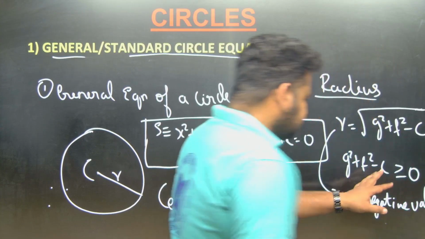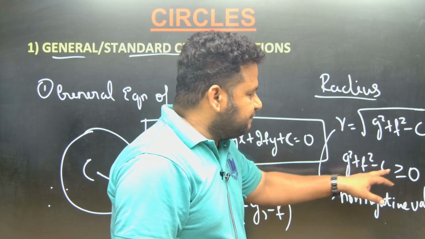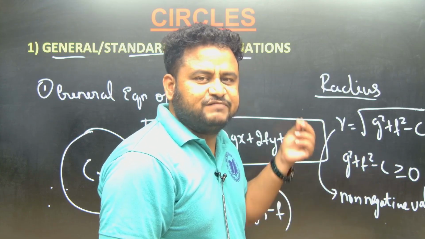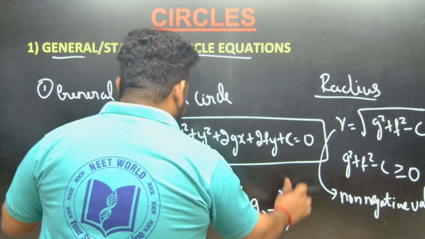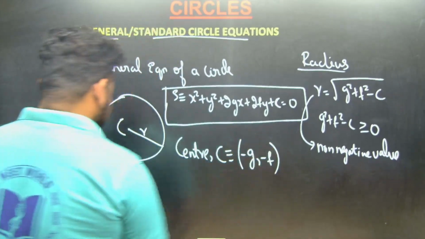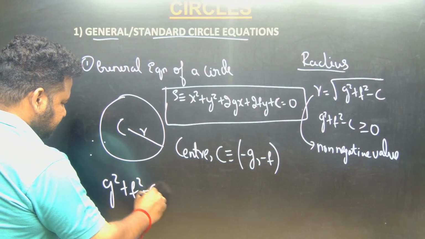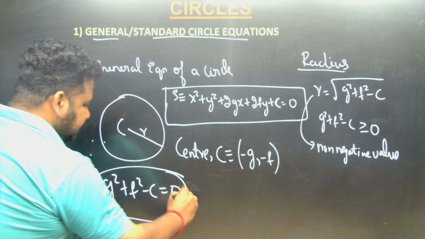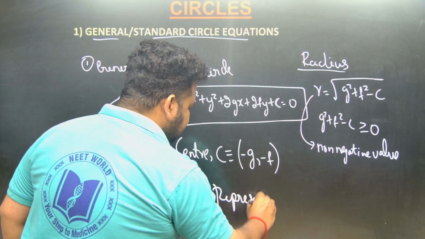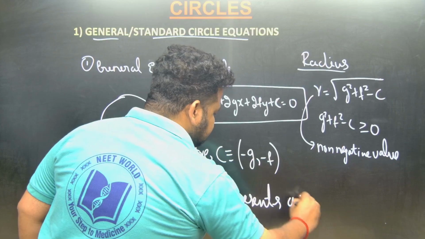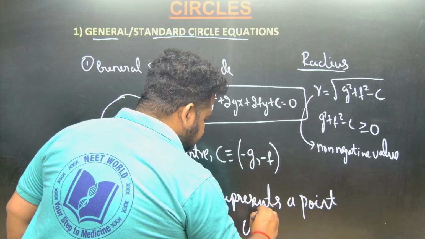Now you may ask: G square plus F square minus C greater than 0 is fine, but if it is equal to 0, what does it represent? That means if the radius is 0, what is happening here? If G square plus F square minus C is equal to 0, it represents a point circle.